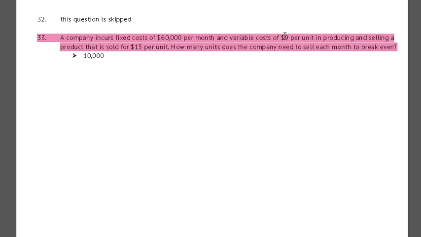So now, as the break-even point in units formula states, you take your fixed costs divided by your contribution margin. We calculated our contribution margin to be $6, so we take 60,000, because that's fixed costs, and we divide that by 6, and we get 10,000 units.